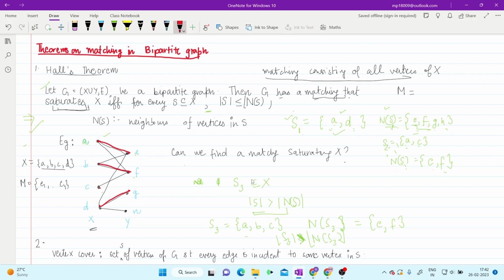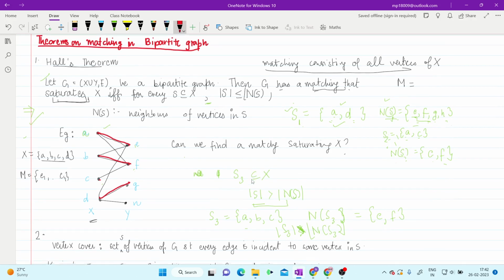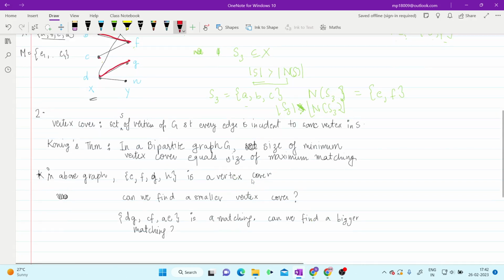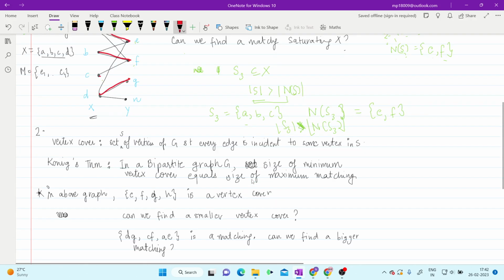Okay. So understanding what saturation is is fine. Now does everyone understand the statement of Hall's theorem also? Yes, ma'am. Got it, ma'am. Now the second thing is, after Hall's theorem we have Koenig's theorem. So what is Koenig's theorem saying?